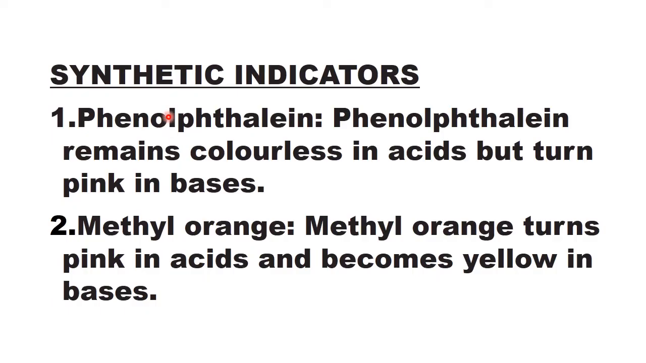Now let's talk about synthetic indicators. Phenolphthalein remains colorless in acid but turns pink in a base. So this is how it gives an indication. So it's a synthetic indicator. Methyl orange is also a synthetic indicator. Methyl orange turns pink in acid and becomes yellow in a base.